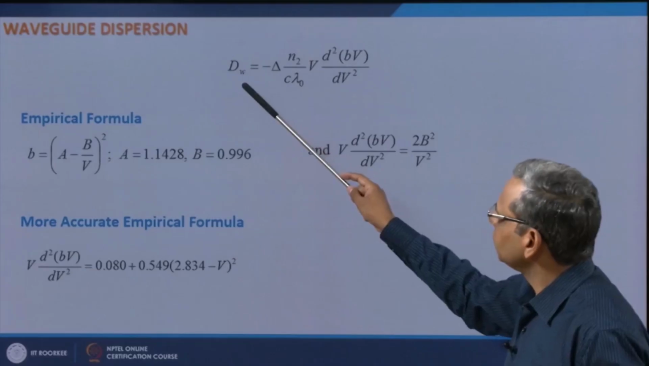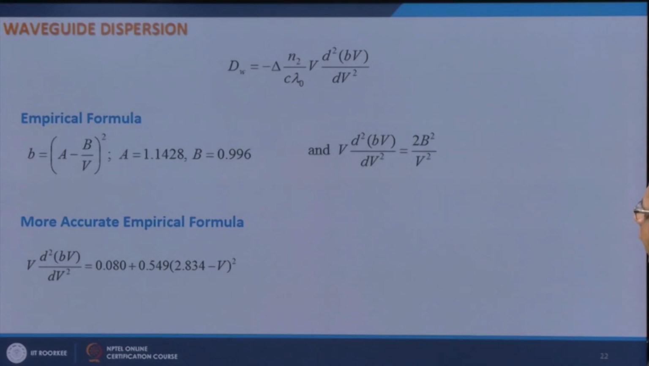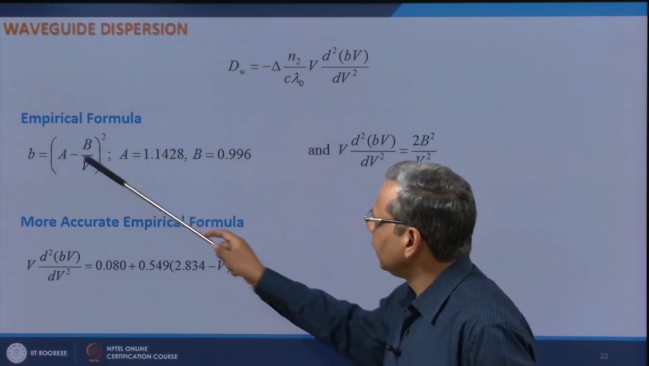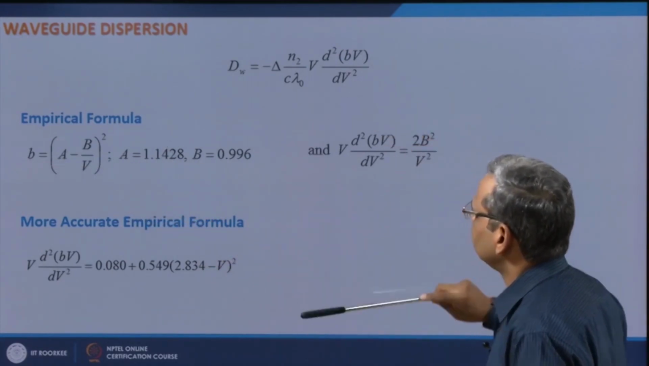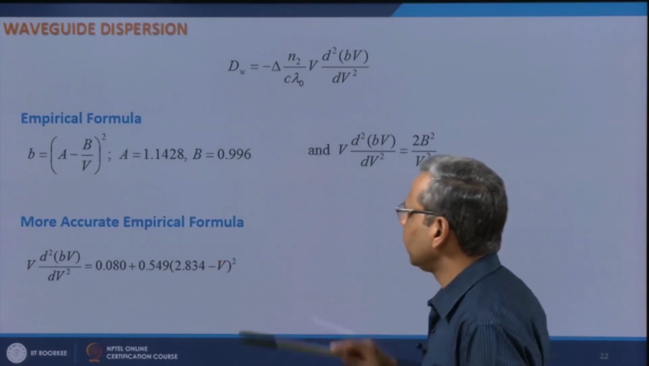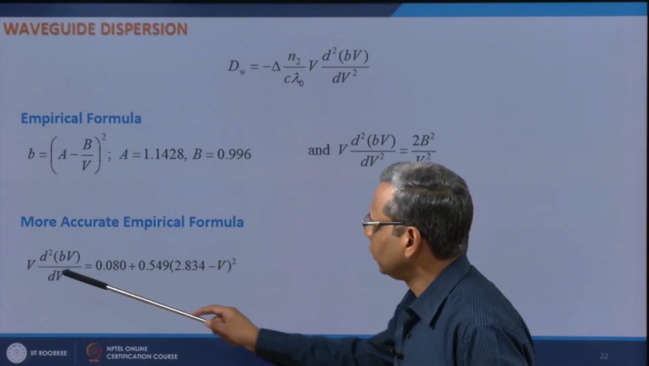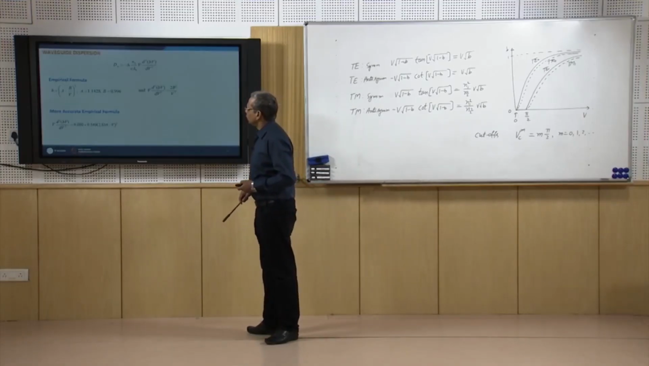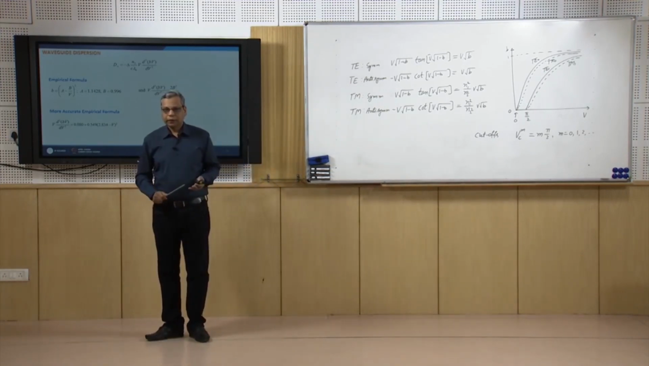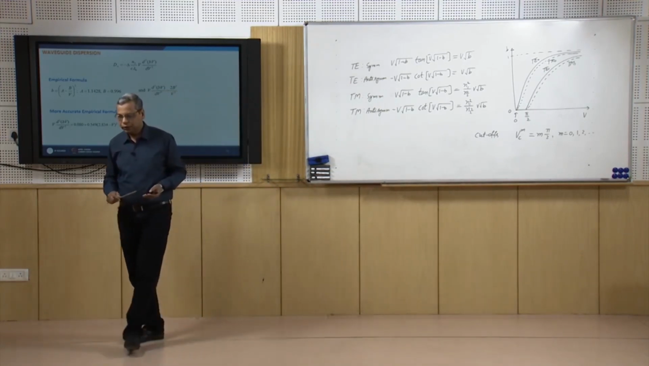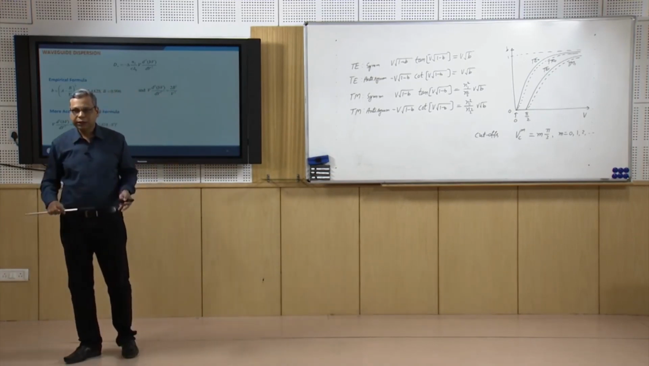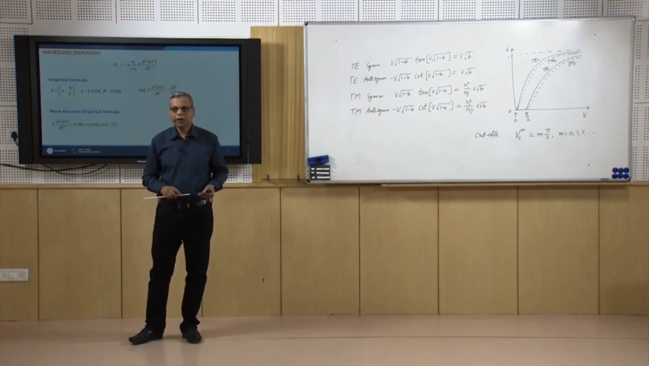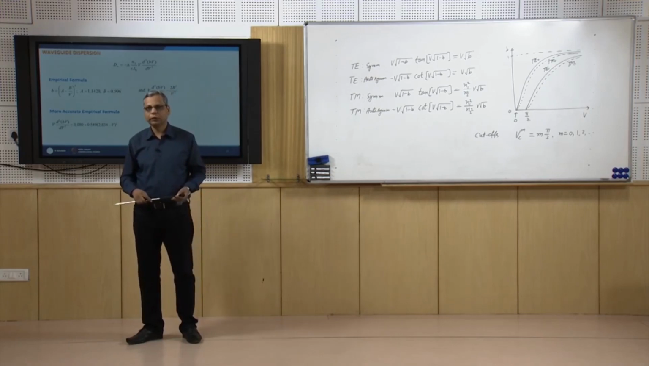So the waveguide dispersion coefficient is given by this, and we can use an empirical formula between B and V to calculate this factor, or we can use a more accurate empirical formula given by Marcuse for V times d2(Vb)/dV square. In this way we had understood the salient features of optical fiber, how light is guided in optical fiber, and what the important parameters of a single mode fiber are.